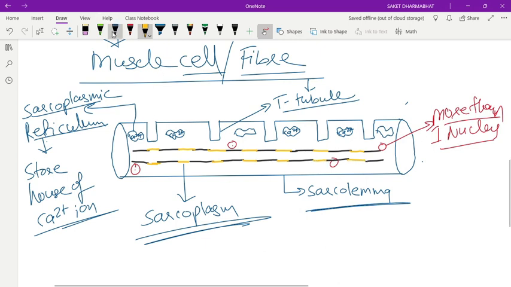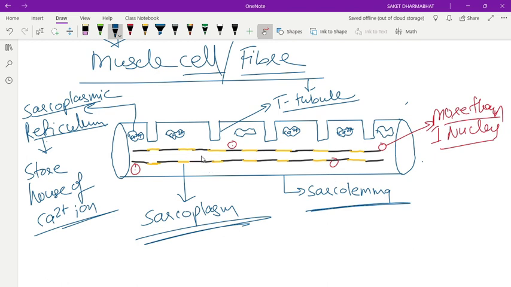How many filaments have I made in the sarcoplasm? Two filaments, sir, though there are more in number. I have made only 2 filaments. This filament has alternate black color and alternate yellow color. Have you observed these 2 filaments which I have drawn here?